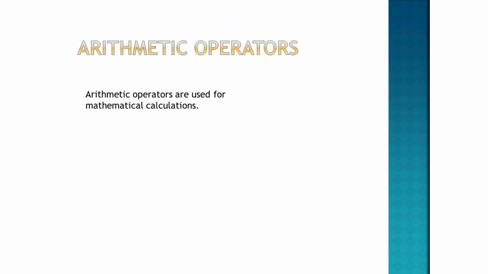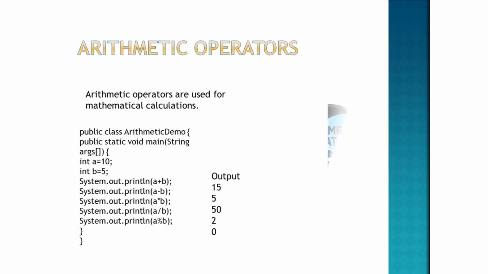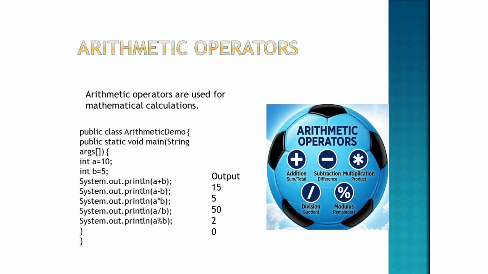In this program, we declare two variables, a equal to 10, b equal to 5. The first statement adds the numbers and prints 15. The second subtracts them and prints 5. The third multiplies them and prints 50. The fourth performs division and gives 2. Finally, the modulus operator returns the remainder, which is 0 because 10 is exactly divisible by 5. So these operators are used in almost every Java program.